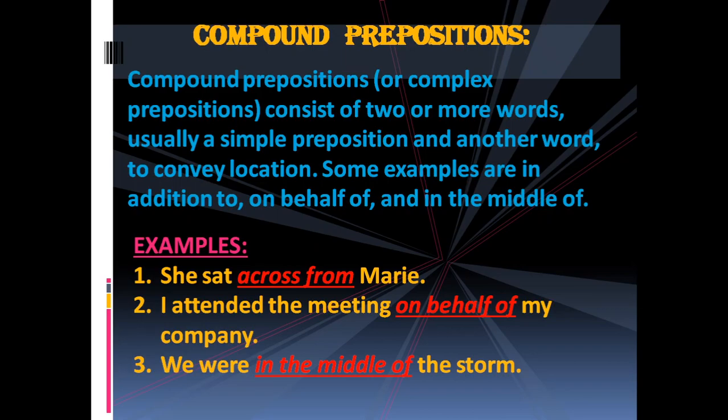Second one, I attended the meeting on behalf of my company. So here the complex preposition is on behalf of. Third one, we were in the middle of the storm. So what kind of preposition is used here? Compound preposition is used. How can we tell that we have used a compound preposition? By seeing that they are not a single word. They are given in two or more words.